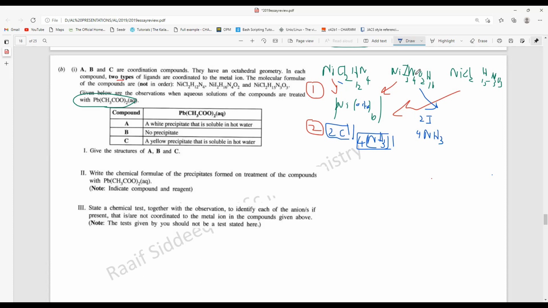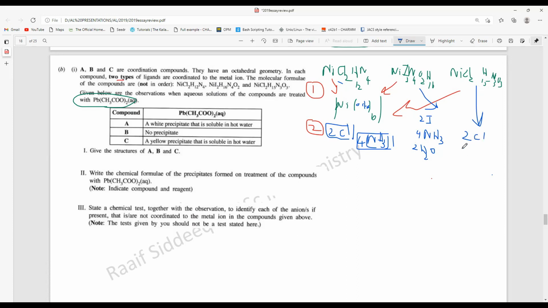So 4 ammonia means 4 nitrogens are taken, so 12 hydrogens are taken. So the remaining hydrogens are 4 hydrogen and 2 oxygen, which could be 2 water molecules. Nice, right? So this one also could be 2 chlorines.